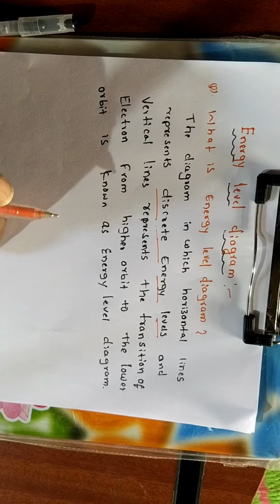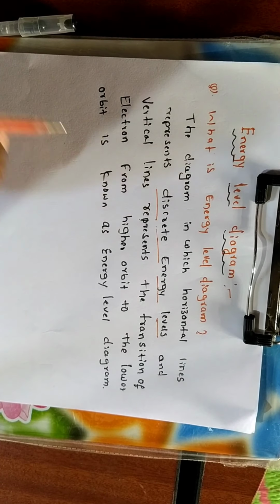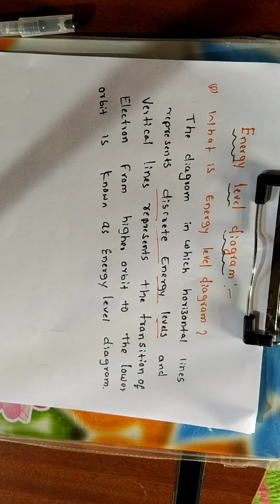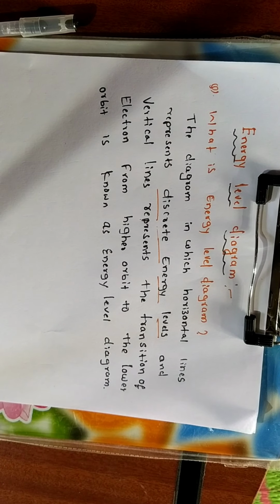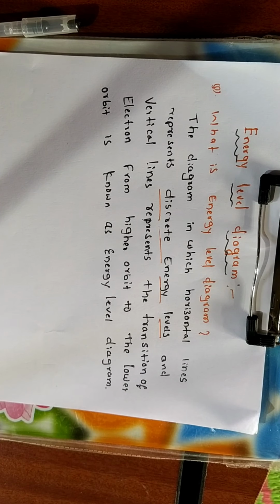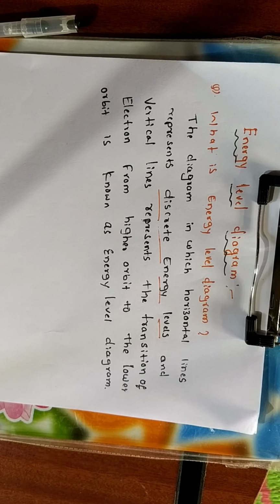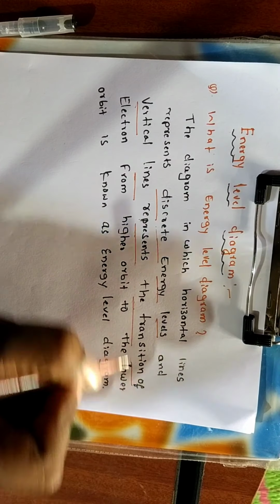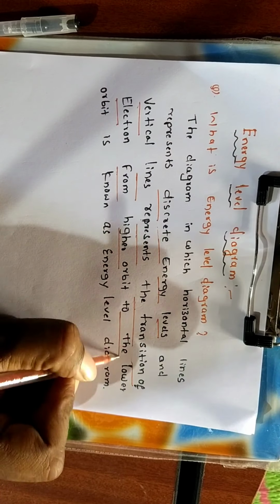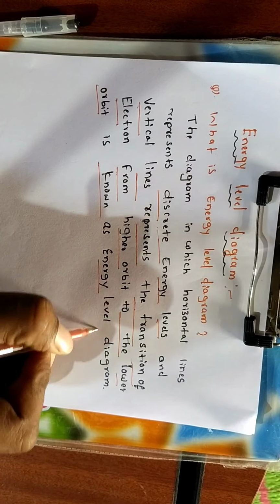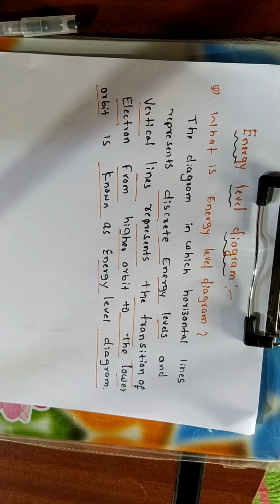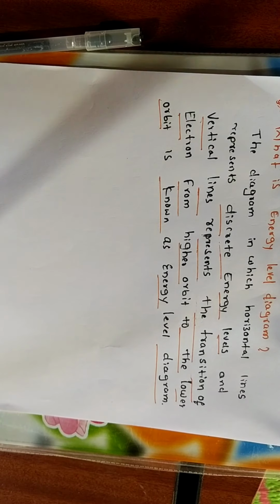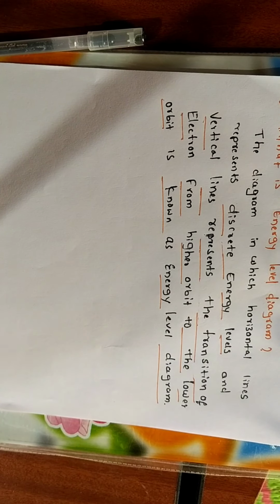N1, N2, N3, N4, N5 like that. N1 means Lyman series, N2 Balmer series, N3 Paschen series, N4 Brackett series and N5 is the Pfund series. And vertical lines represent the transition of an electron from a higher orbit to a lower orbit, known as an energy level diagram. Now, sketch the energy level diagram. How to sketch the energy level diagram?